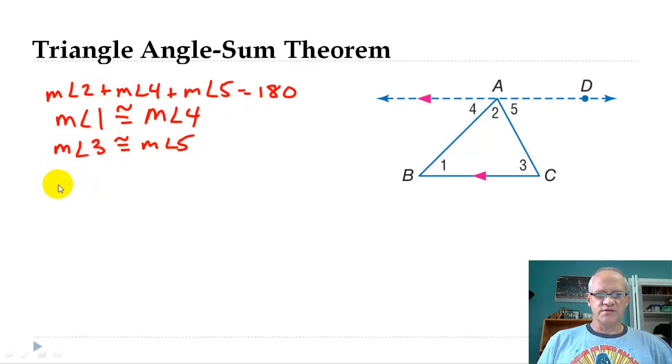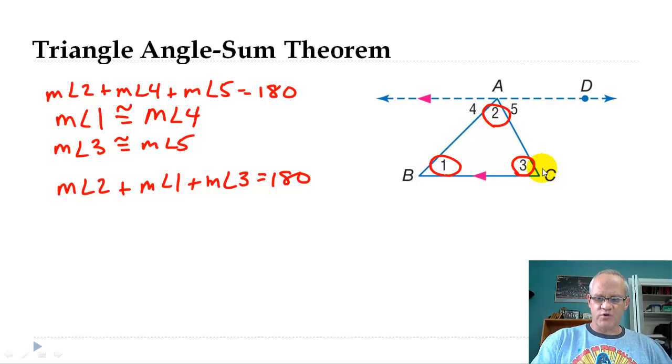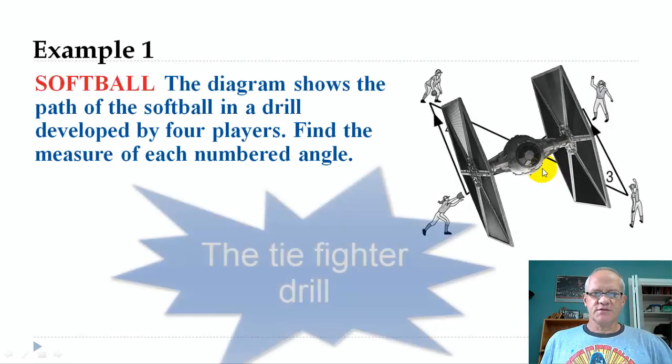So the measure of angle 2 plus, well, 4 is the same as 1, so I could substitute 1. 5 is the same as 3, so I could substitute 3. And that has to equal 180. And if you look, what's angle 1, angle 2, and angle 3? 1, 2, 3. That's why it equals 180 degrees. Pretty cool, right? Okay, let's look at an example here.